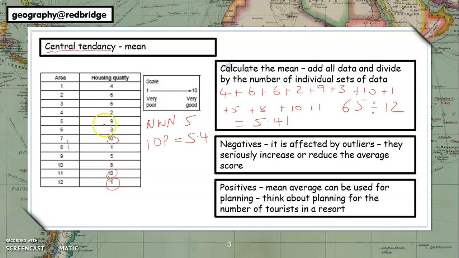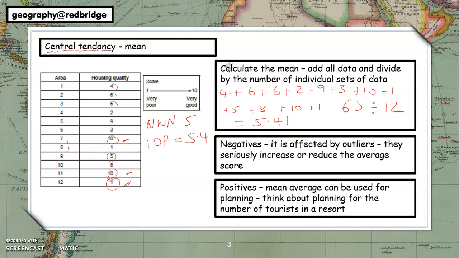Effectively, out of 12 places in the city, 2 of them are scoring a very good rating of 10. This will bring the score up, so it will make the whole city look better. But then we've got this area of 1, which brings it right back down again. If you look at the average of 5.4, you'll notice that this is relatively close, as is this and this and this, as is that. So we've actually only got 4 scores close to the average. We've got a 9, 2 10s, and a 1. So you need to be very, very clear with what you're looking to get from the data.